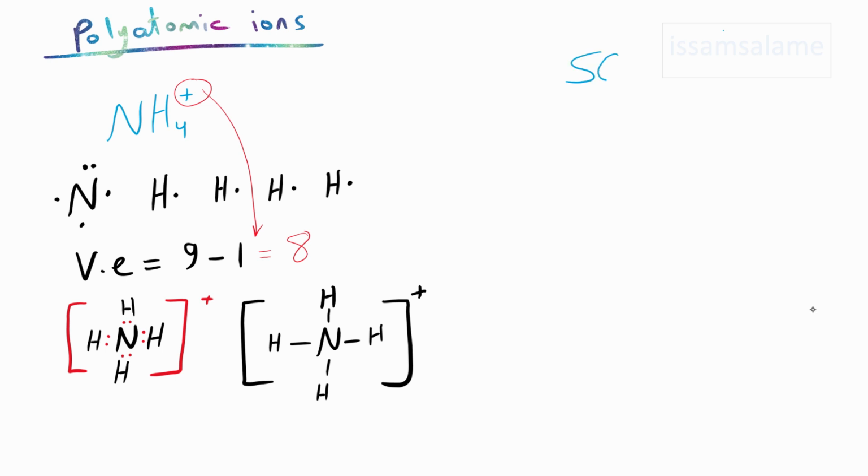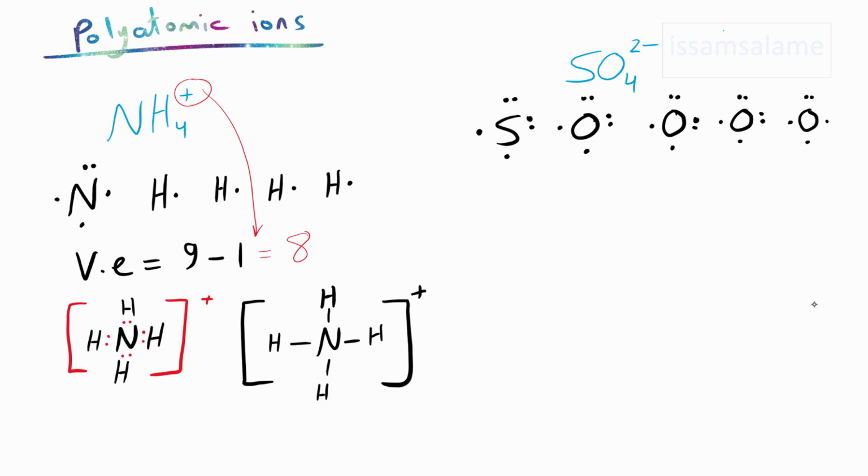Another example, sulfate, SO4 2-. Sulfur is in group 16 with 6 dots around it. Oxygen is also in group 16 with 6 dots around it. We draw the Lewis structure for all the atoms. We count the total number of dots. Here we have 30 dots. But since sulfate has a charge of -2, we have to add 2 more electrons to the valence electrons. So we have 32 valence electrons.